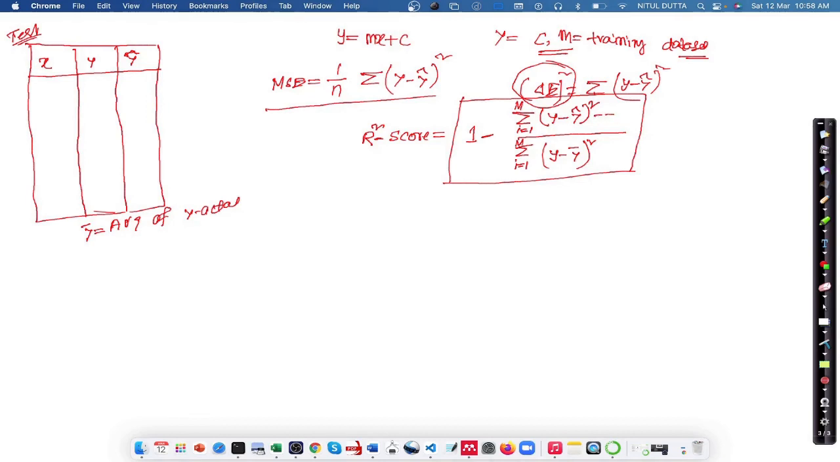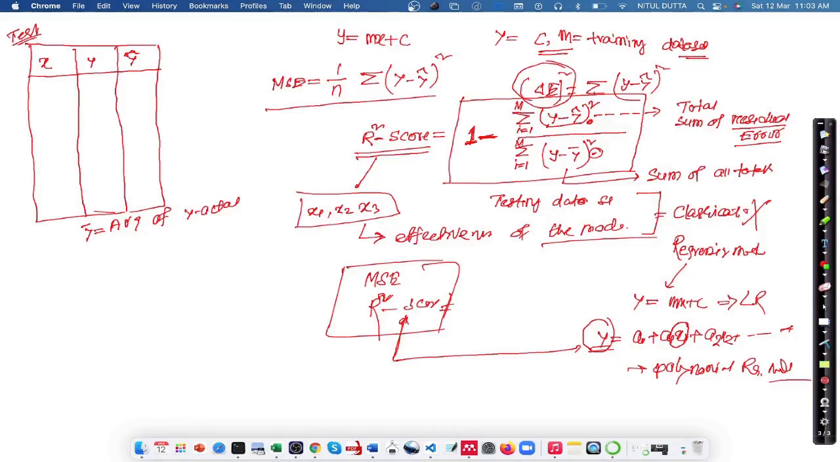And this part is known as the total, or sum of residuals. Residual means error. Both of these components will come from the testing data set.